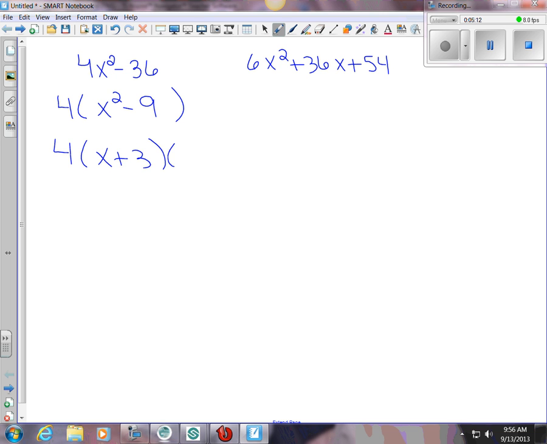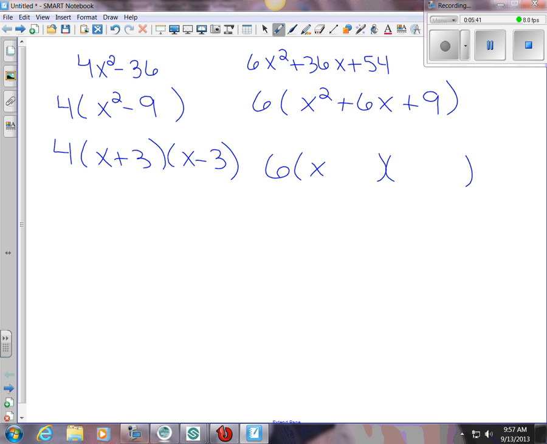Great. Very nice. Are we okay with that? Okay, next one. What do you notice? Yeah, GCF of 6. Good. What goes in those parentheses? Good. Are we okay with that? All right, now what? Sure. How's it factor? X plus 3, X plus 3.